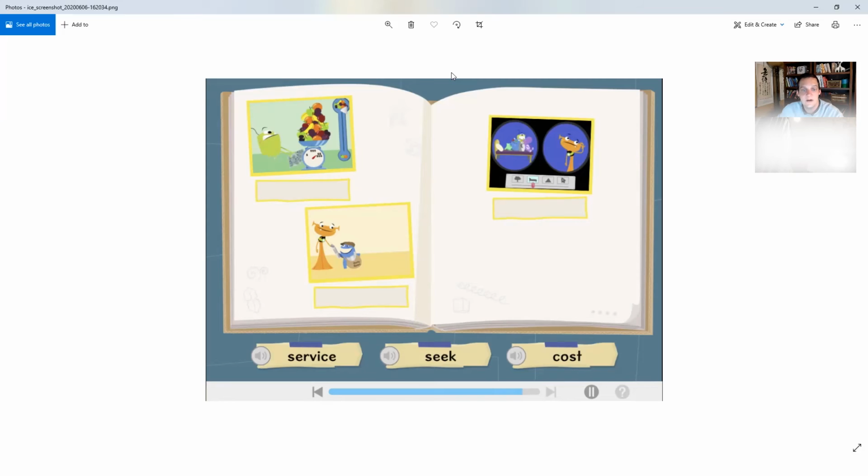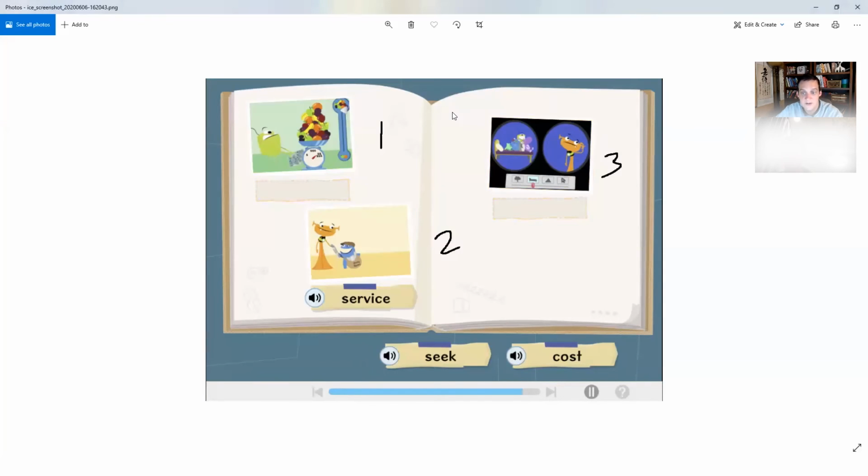So service, seek, and cost. We've got these ones here. Number 1, number 2, and number 3. Match them up. Which one is service? Service is number 2. Seek is number 3. Cost is number 1.